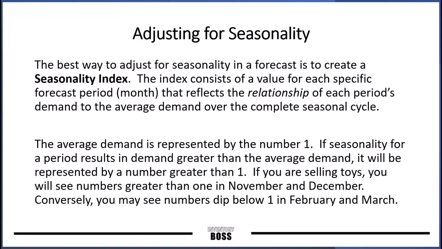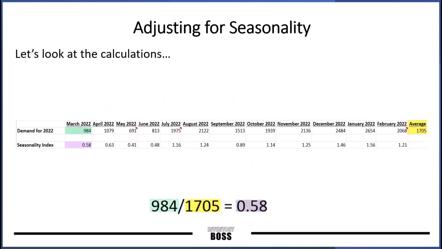Now, if the seasonality for a period results in a demand greater than the average demand, it will be represented by a number that is greater than 1. So if you are selling toys, you will see numbers greater than 1 in November and December. Conversely, you may see numbers dip below 1 in February and March. So let's look at some calculations. I've color-coded this so you can see how the math works.